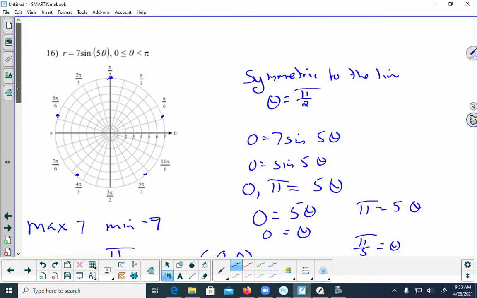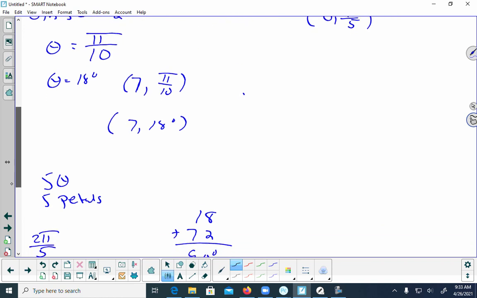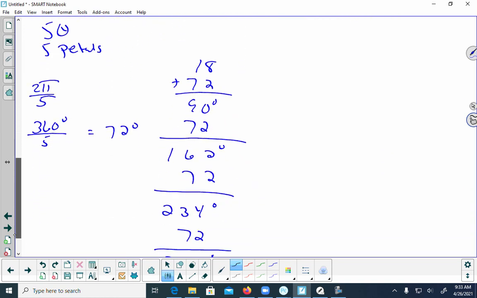So I have all 5 of my petals, so I'm going to just draw my petals. So I think working in degrees will be a lot easier for you to do because you're more comfortable with adding 72 than adding, what was I going to have to add? 2 pi over 5? Yeah, I think you're much better at that.